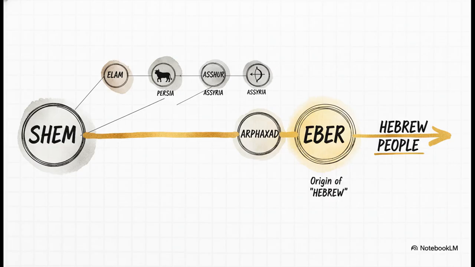Okay, so this is really the key. From Shem, you get peoples like the Elamites and Persia and the Assyrians, but the names to watch are Arphaxad and his descendant, Eber.